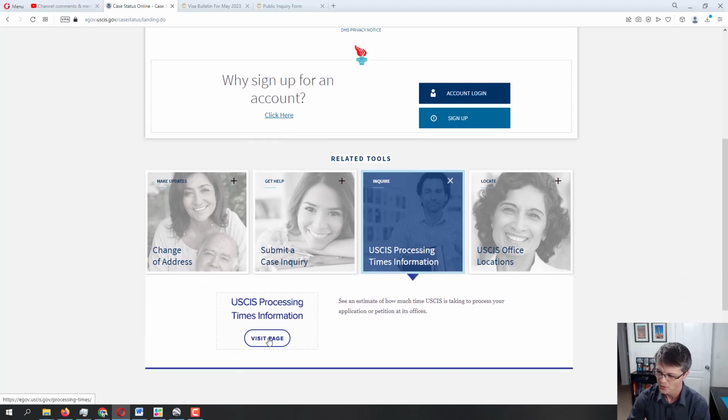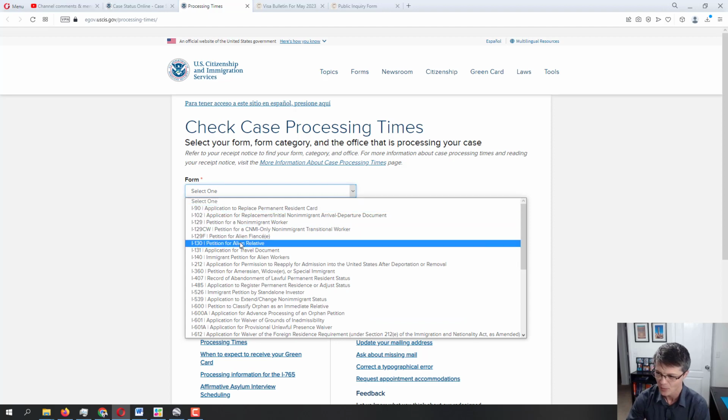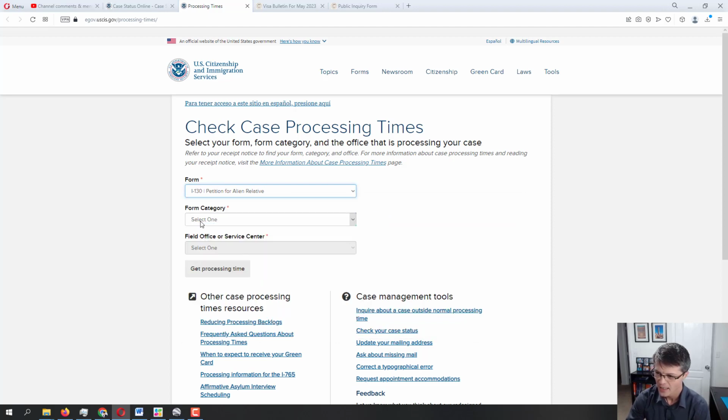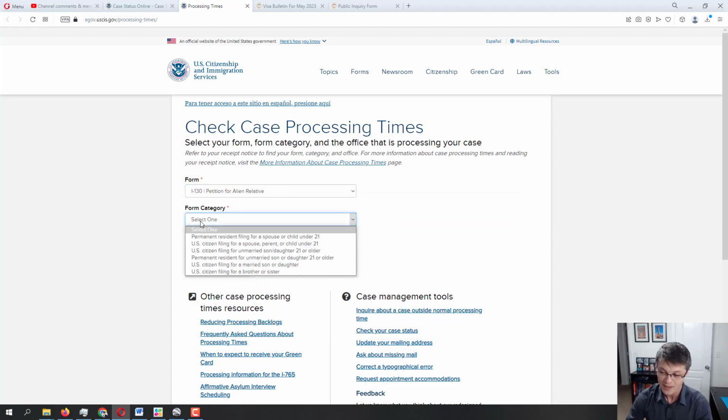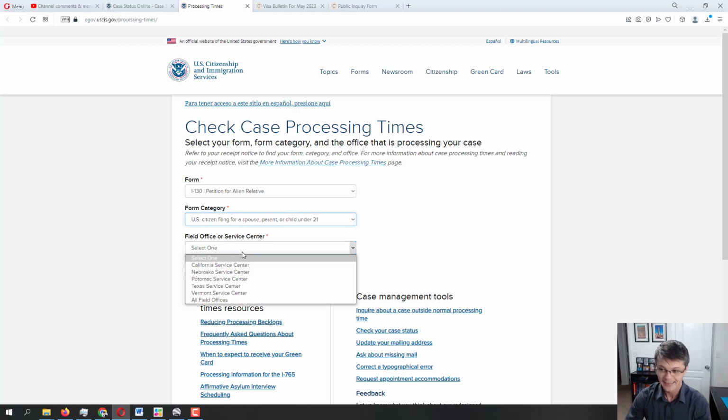We're gonna click on Visit Page, and in the form, obviously we're gonna select I-130, Petition for Alien Relative. The category you know better, since I don't know if you're a US citizen or permanent resident, so I will select US citizen just as an example. And then the field office, again, this is something that you would have to research and find out which service center or field office your application is being processed at. You can find that information on the Notice of Receipt that you receive from USCIS.